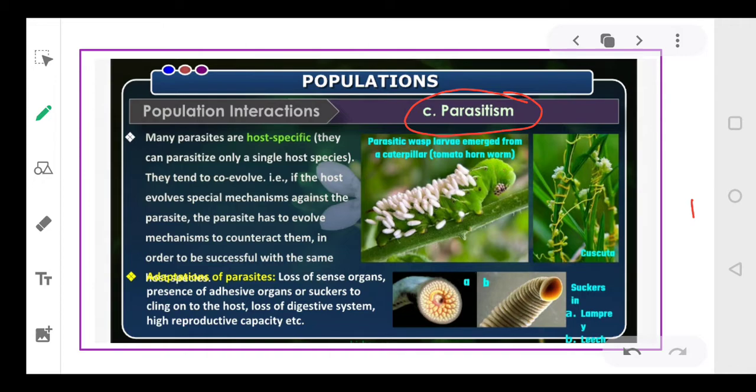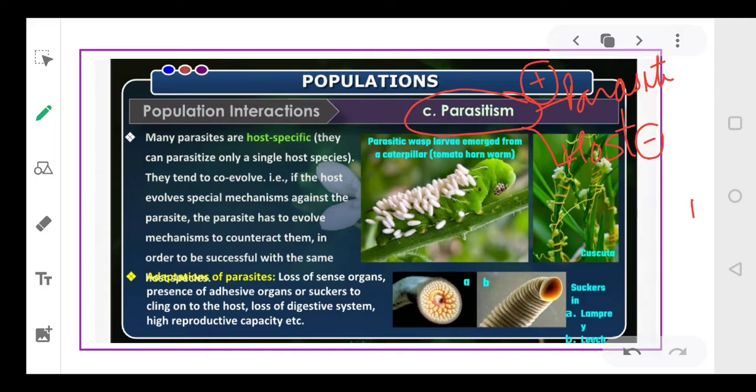In parasitism, there are two organisms involved. One is the parasite and the second is the host. The parasite is an organism that depends on the host, so the parasite gets the benefit from the host. The parasite has a positive impact if the host is present, and the host has a negative impact. So this is a beneficial relationship for the parasite, but a detrimental, or negative, relationship for the host.